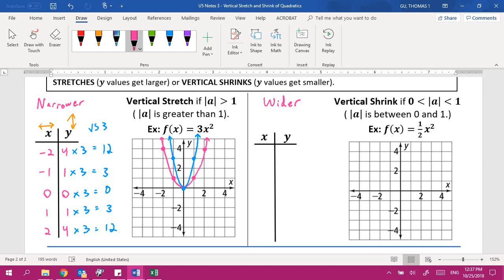Okay? So we're going to start the same way. In our table, what do we start with? Right, the parent function points. And now it's a vertical shrink, so which values are we going to change, x or y? Y, that's right. Vertical's up and down, so we're going to change the y values. It's a vertical shrink of 1/2. So what do you think we're going to do? Right, divide by 2, or technically you're multiplying by 1/2.